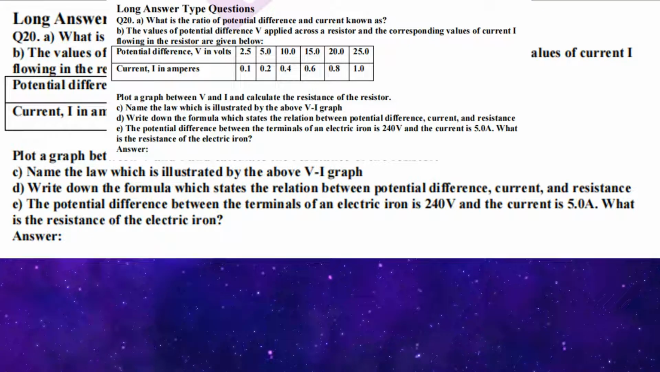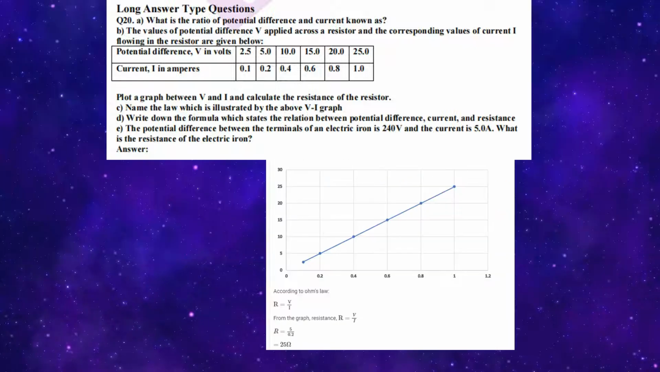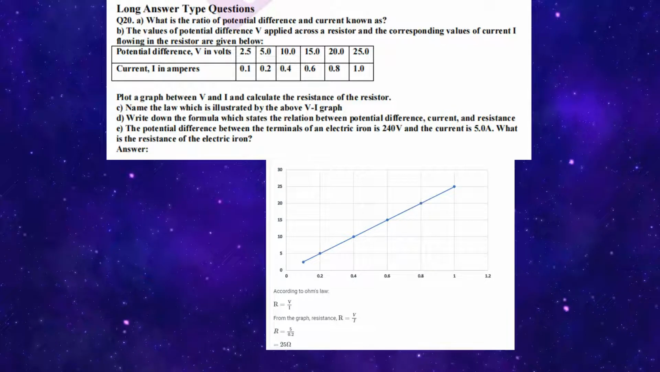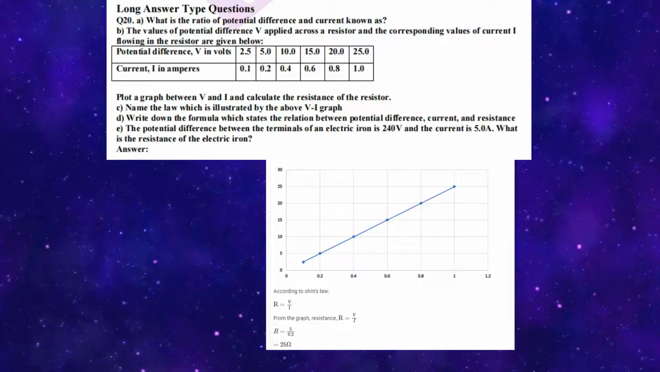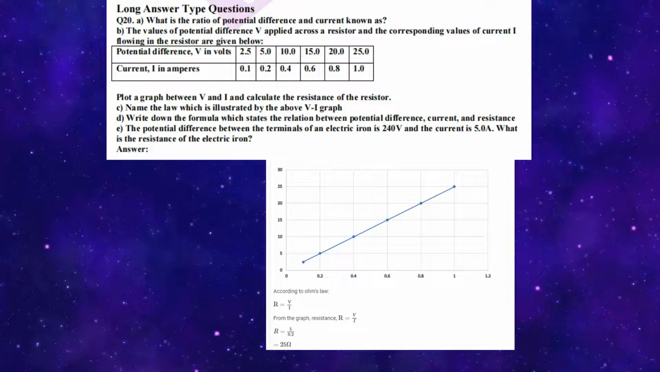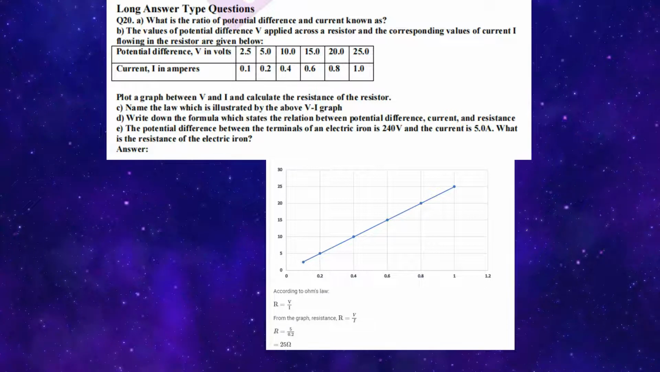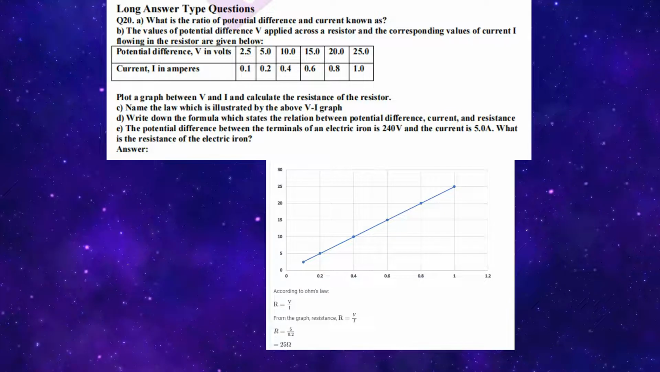What is the ratio of potential difference and current known as? Solution: the ratio of potential difference and current is known as resistance. Values of voltage should be plotted on the y-axis and values of current should be plotted on the x-axis. According to Ohm's law, resistance R equals V upon I. From the graph, R equals 5 upon 0.2 equals 25 ohm.